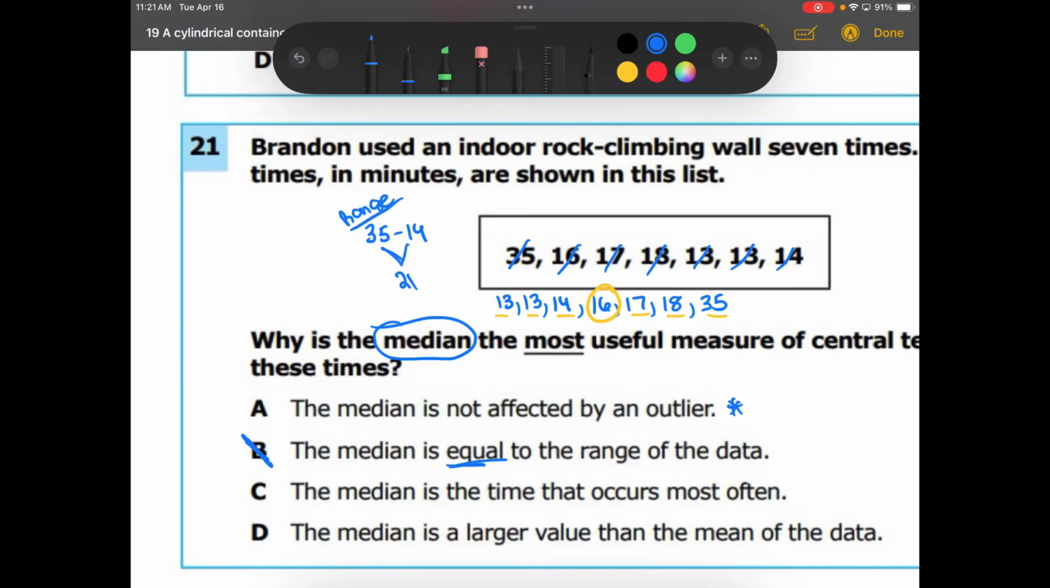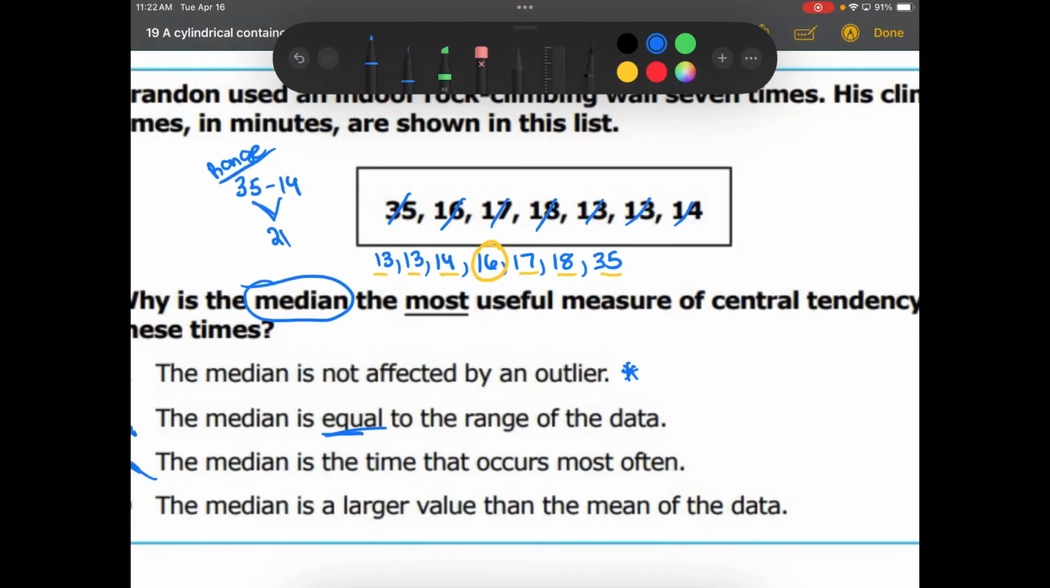What about C? The median is the time that occurs most often. Is it? What is the median? Which one occurs most often? The mode. The mode occurs most often. So this is a false statement that cannot be true. Let's go to the last one. The median is a larger value than the average, than the mean. So the median is 16. Let's do the mean.